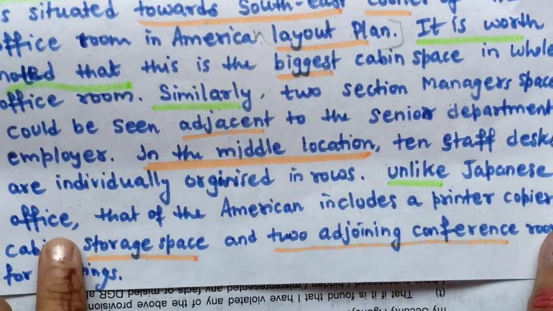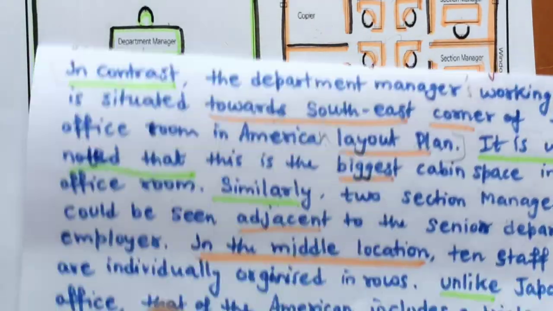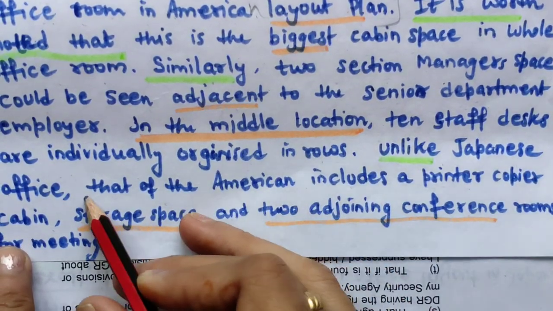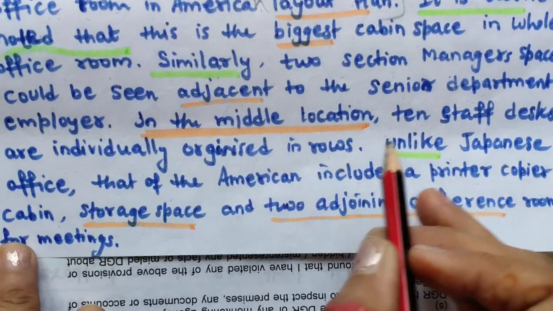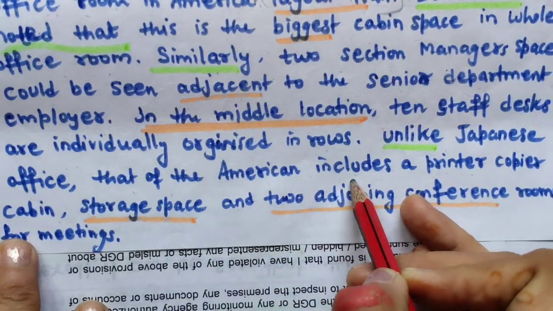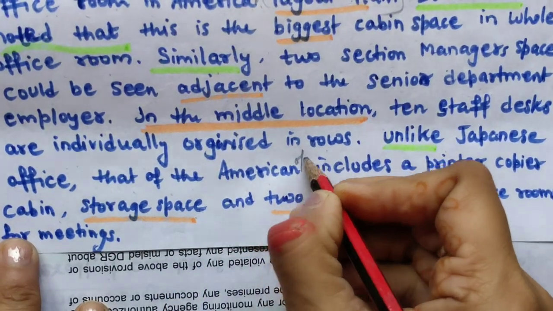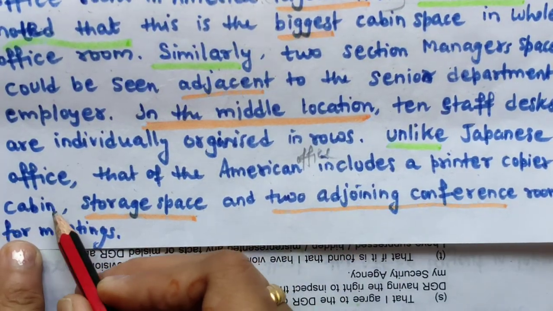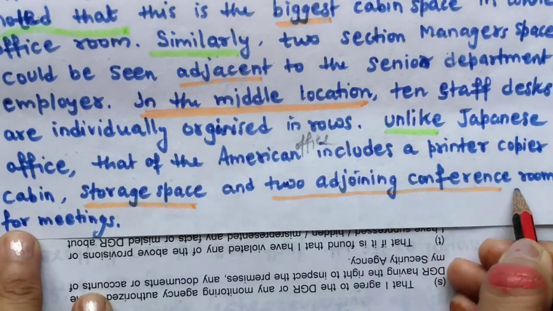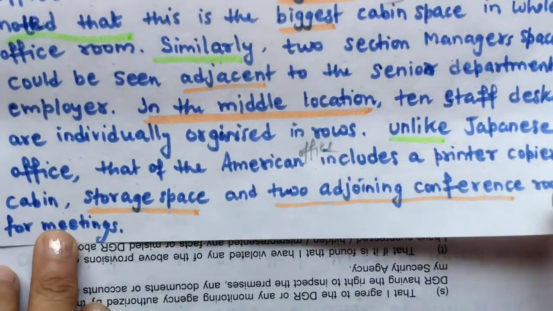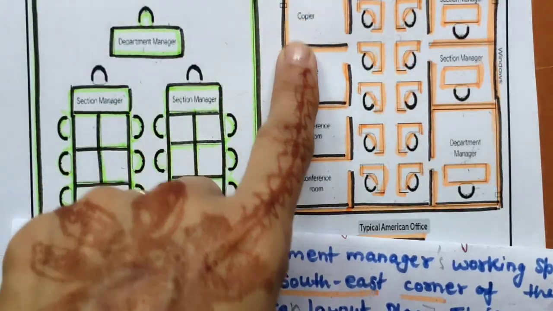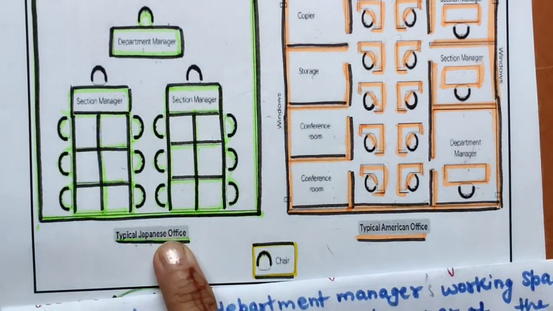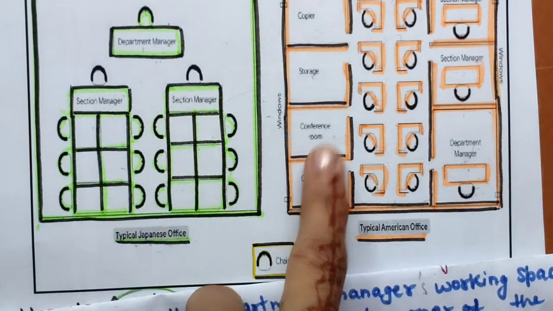Unlike the Japanese office, now I am comparing from this to this. Unlike means it was not there in the Japanese office. That of the American office includes a printer, copier, cabin, storage space and two adjoining conference rooms for meetings. So see this, we have combined all the things in one sentence, comparing with that. Unlike in the Japanese office, meaning there was no facility like that, we are comparing.